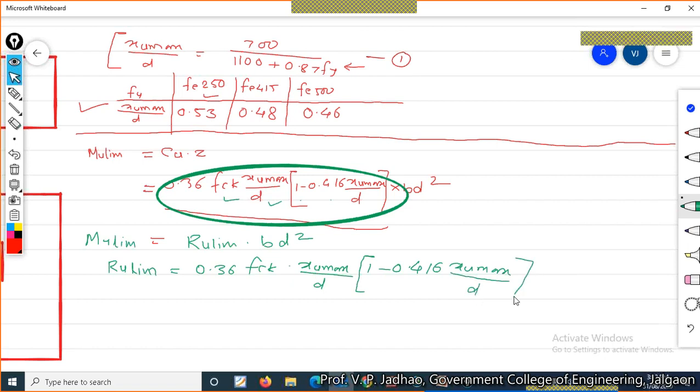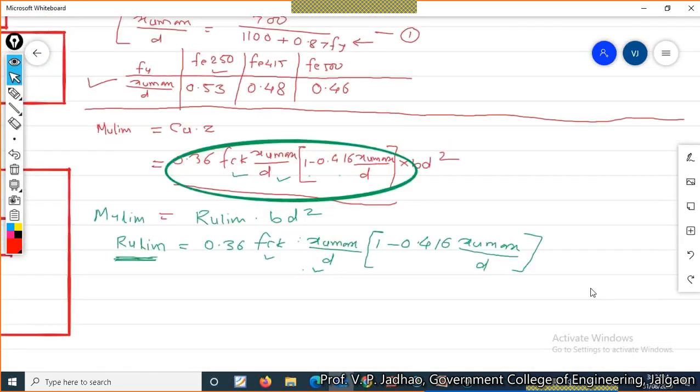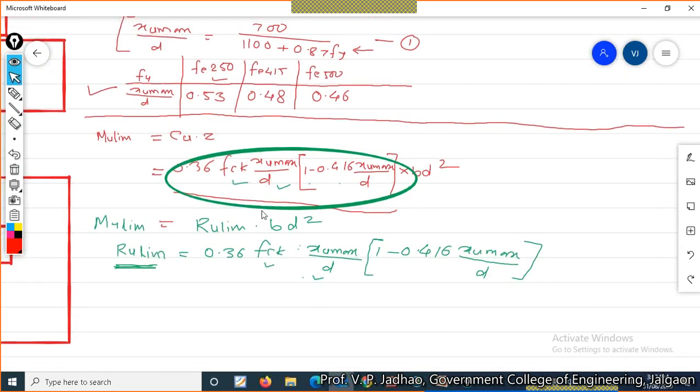So this is the value of Ru limiting. Now if you know the value of fck, and you know the value of fy, then you can know the value of xu max upon d. So you will get some constant value of Ru limiting for every value of Fe, that is, the tensile strength of steel. For every value of tensile strength of steel, you will get some value of Ru limiting.